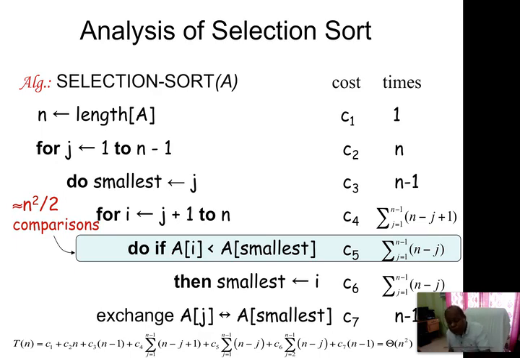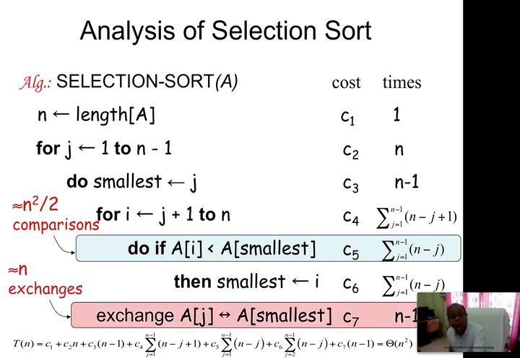But the exchange will not take place as it happens in case of bubble sort. The exchange will take place how many times? Only n times. But in case of bubble sort, the number of exchanges will be the same as the maximum number of comparisons. Here the number of exchanges will be at max order of n. This is the difference.